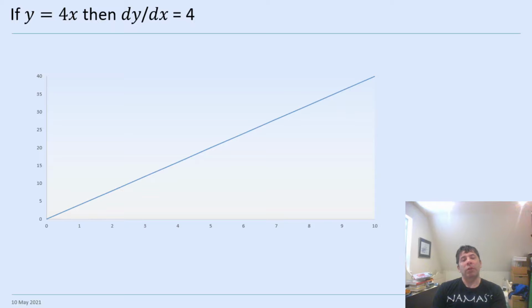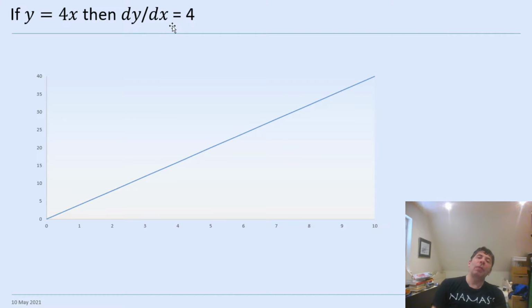Now what about y equals 4x? Well, derivative is the gradient, and this is a straight line, so the gradient is just constant. So actually we can work this out at any point and use any interval. Let's use the whole interval here. So let's use change in x, which is 10. The change in y is 40. So to work out the gradient, we take the change in y, which is 40, we divide by the change in x, which is 10. 40 over 10 is 4.